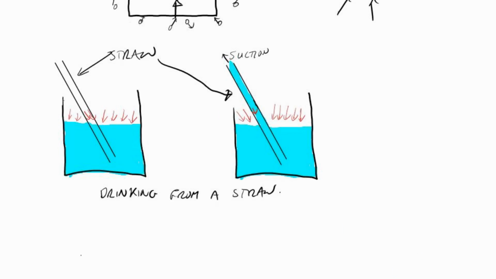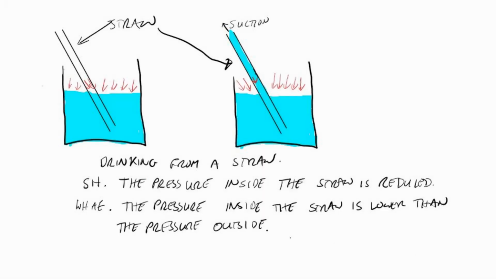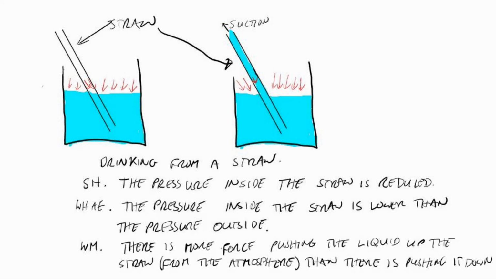So if I analyse that using the little approach I use for long answer questions, what happens when someone drinks from a straw? Well, something happens which has an effect, which means therefore something happens. The pressure in the straw is reduced, which has an effect. The pressure inside the straw is lower than the pressure outside, which means there's more force pushing the liquid up the straw than there is pushing it down. So something happens which has an effect, which means, therefore, the liquid rises up the straw.